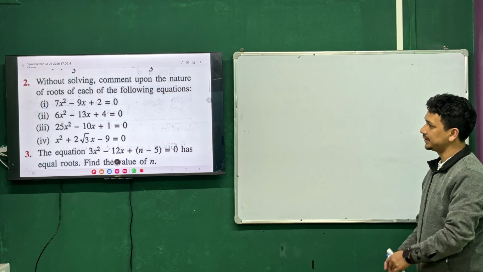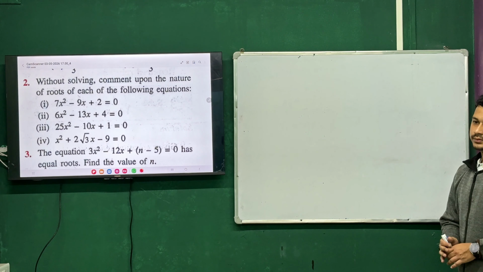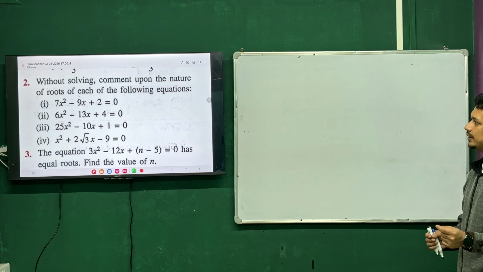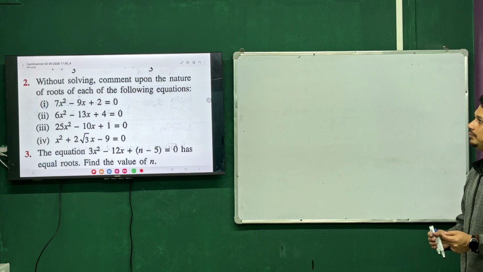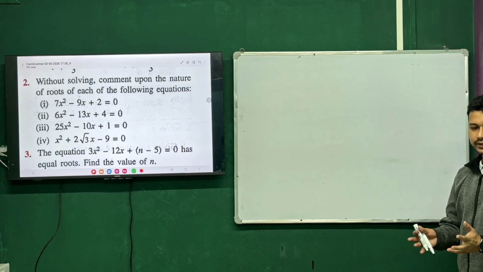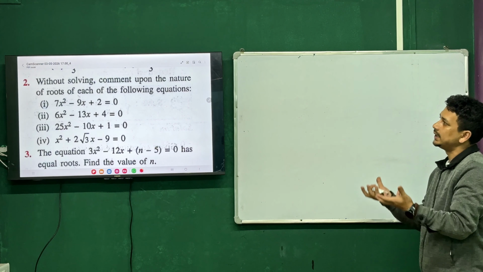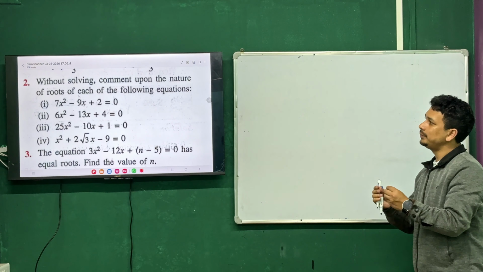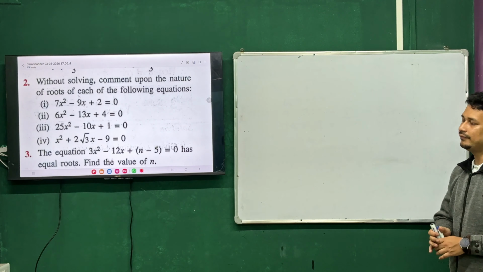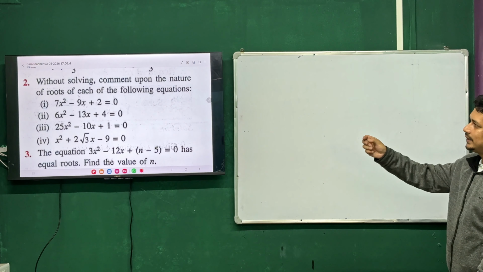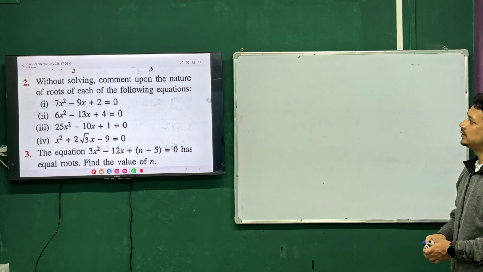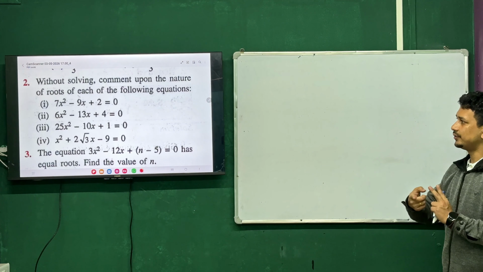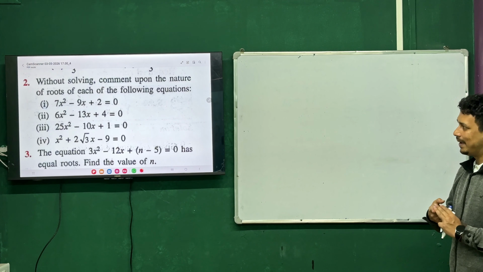So look at question number 2. What does question number 2 say? It starts with "without solving." Now here be very careful. Without solving does not mean that don't solve it at all, right? Just guess with your mind whether it's going to be what type of roots. But without solving means without finding the value of x. So without finding the value of x, comment upon the nature of the roots. So there are three natures: real and equal, real and unequal, imaginary.